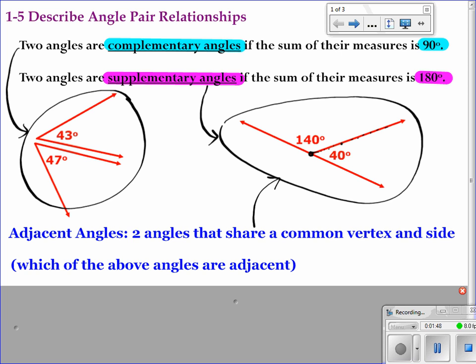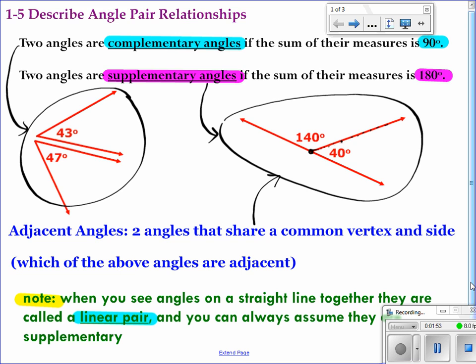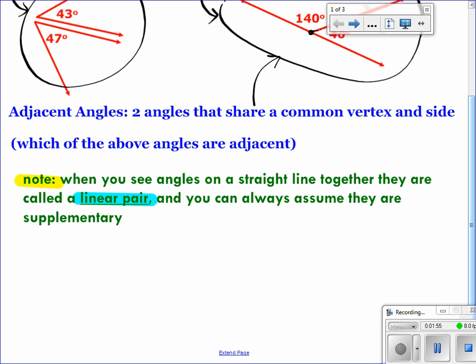The other vocab word that I said we were going to talk about was linear pair. A linear pair is angles on a straight line together. So linear pair would be this one as well. Anytime you see a straight line, you know the angles on that line add up to 180. From here until the rest of the year, and believe me, you will see this multiple times throughout the year, I'm going to assume that if you see a straight line, you know the angles on it are going to equal 180. So you're going to add them up, equals 180 at the end.